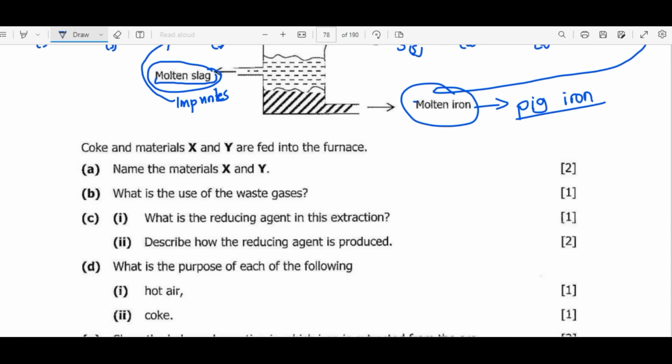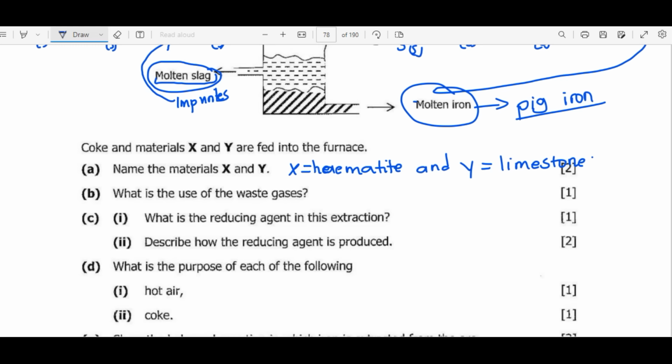So coke and materials X and Y are fed into the furnace. So question A, name the materials X and Y. So X can be hematite, because we said we need to have hematite. Then Y can be limestone or calcium carbonate.